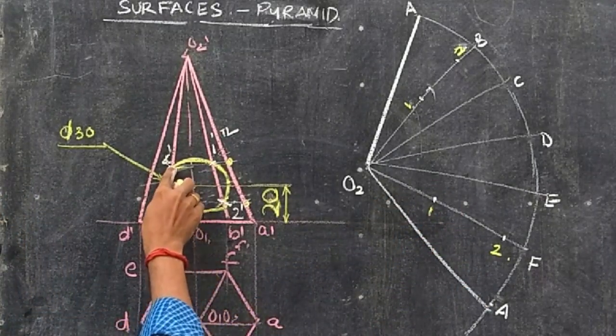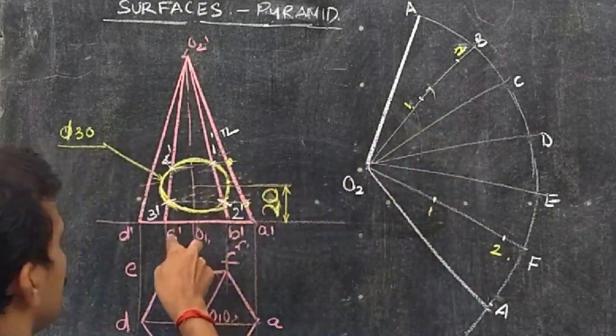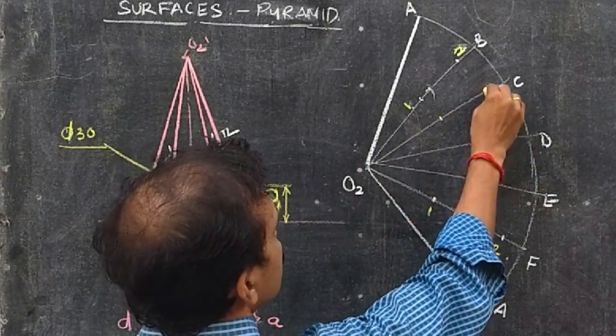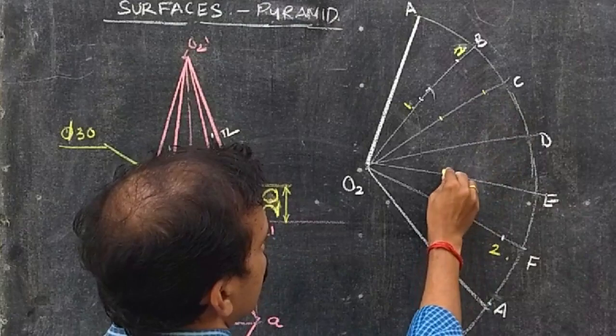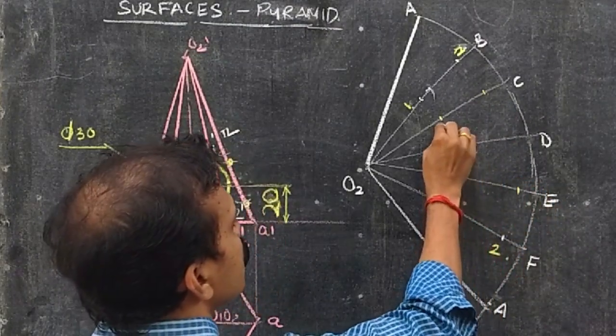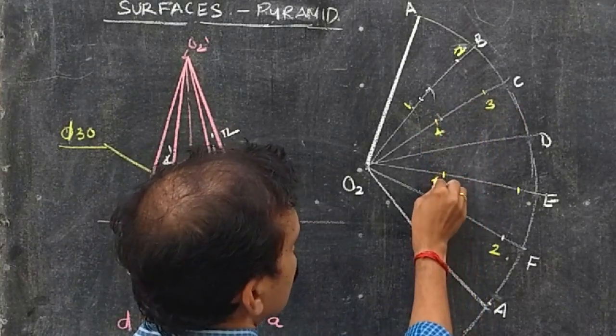Now similarly we can mark 4 and 3. 4 will be on the point C, right? So 4 will be somewhere here and 3 will be somewhere here. Similarly 4 will be somewhere here and 3 will be somewhere here. So that we have obtained 4, 3 and 4, 3.